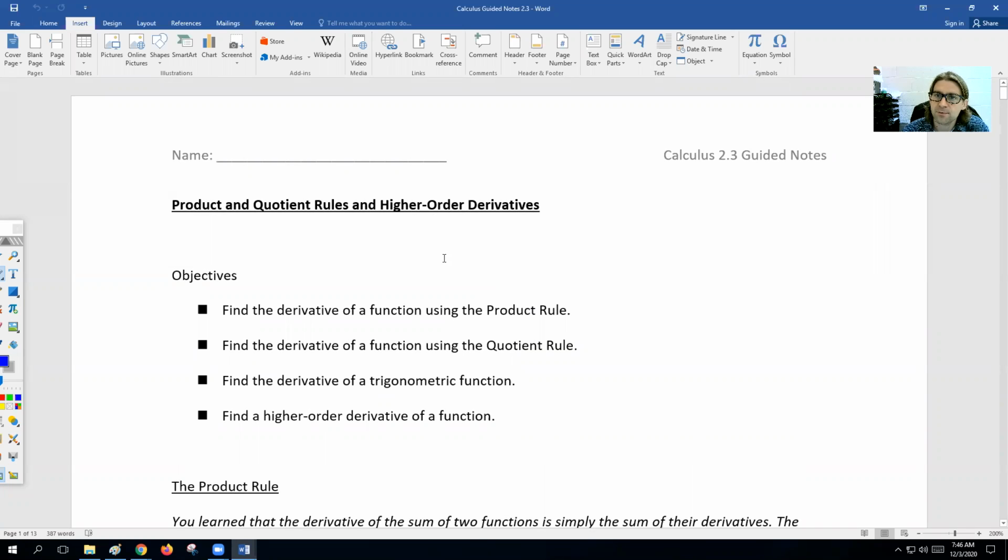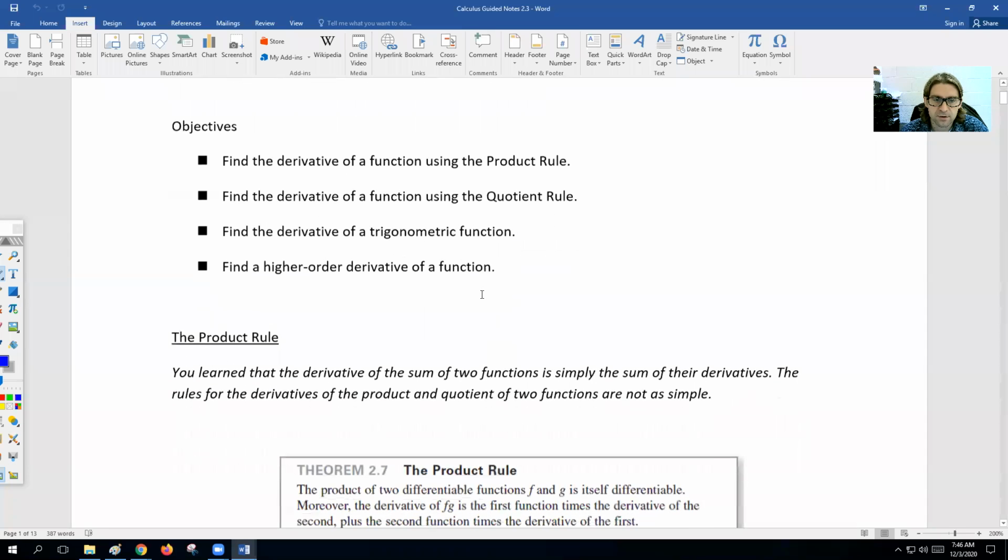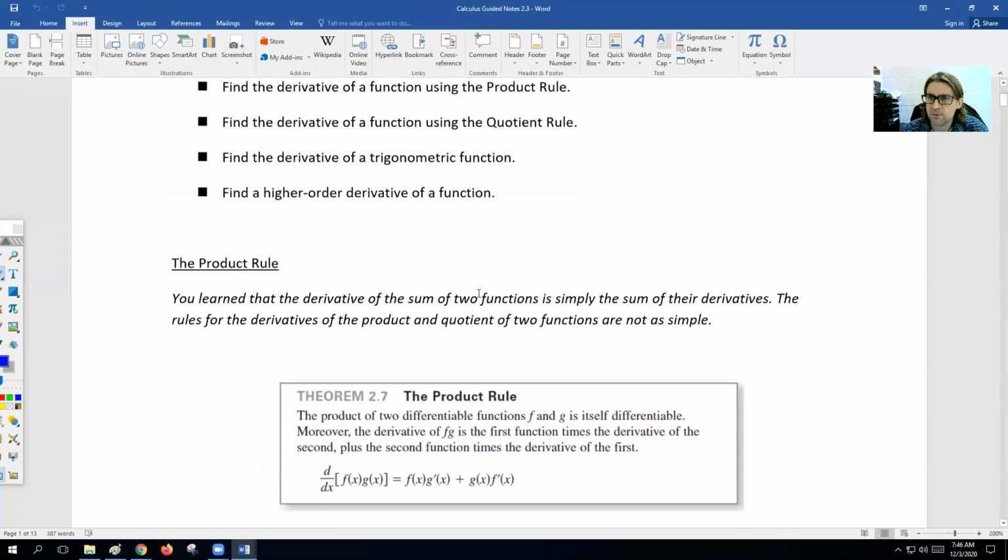So 2.3 in calculus is a very big section. We're going to learn probably the two most important shortcuts that we will go over, and those two are the product rule and the quotient rule. Today what we're going to do is just look at the product rule. That's all we're focusing on, and we'll get through it. So here we go with the product rule.